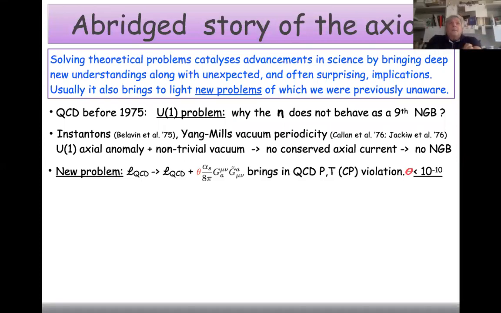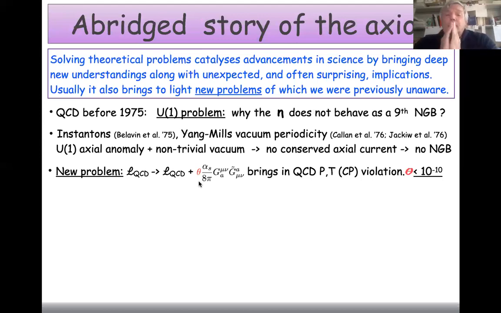However, with this success, a new problem came into QCD. When you have to account for transitions between vacuum components that have a different winding number, you have to add a theta term to the QCD Lagrangian. Then in the path integral, this automatically takes into account these different types of transitions, but it brings into QCD P and T violation, that is, CP violation.